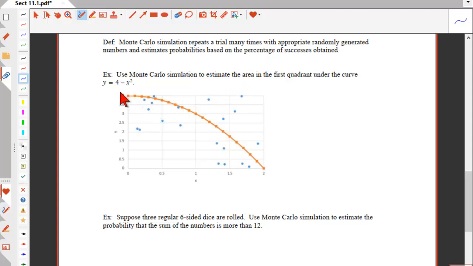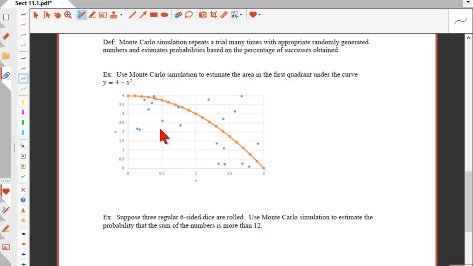Suppose I have the curve y equals 4 minus x squared. It's a parabola. I'm just interested in the interval 0 to 2. And so here's the little chunk of the parabola that's for x between 0 and 2. And now, for whatever reason, I want to know the area in the first quadrant. So coordinate axis here, origin here. I want to know the area in the first quadrant that's under this curve. That's actually a problem that's best solved by calculus, but let's use Monte Carlo simulation to illustrate the method.